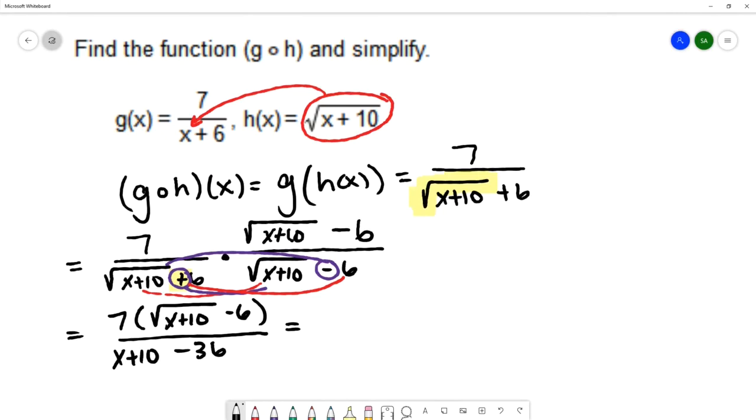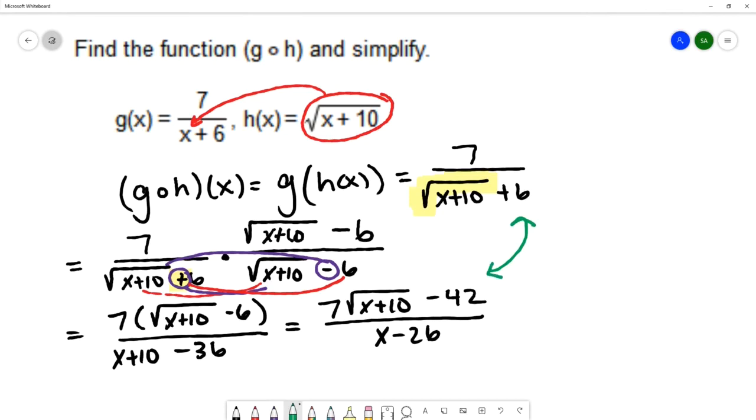And I'm going to go ahead and multiply the numerator. That's 7 square root of x plus 10 minus 42. And I'll combine the like terms in the denominator. That's x minus 26. And this is equivalent to what we had up here, just in a different format called rationalizing the denominator.